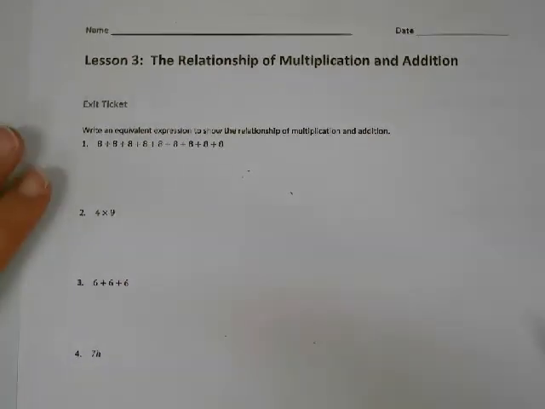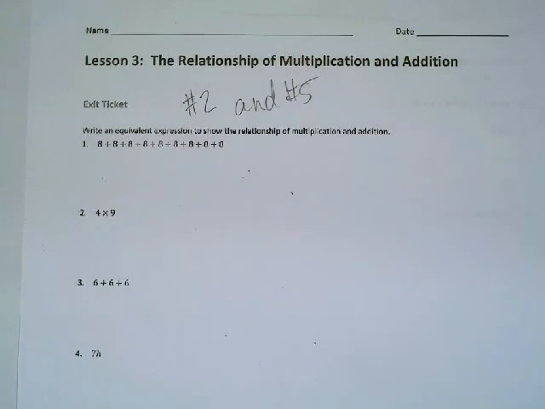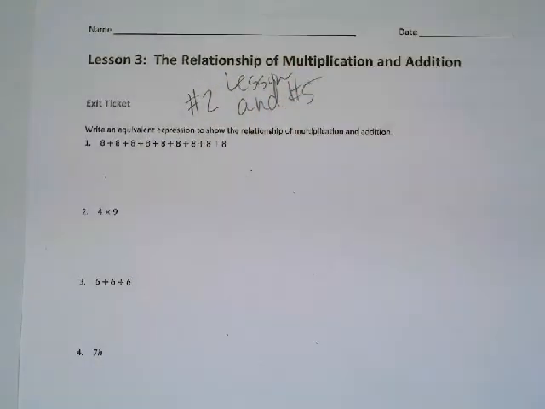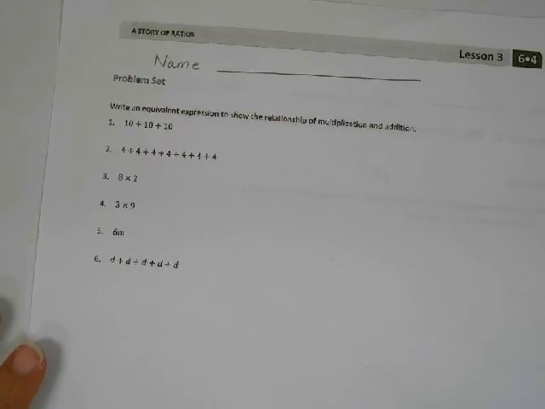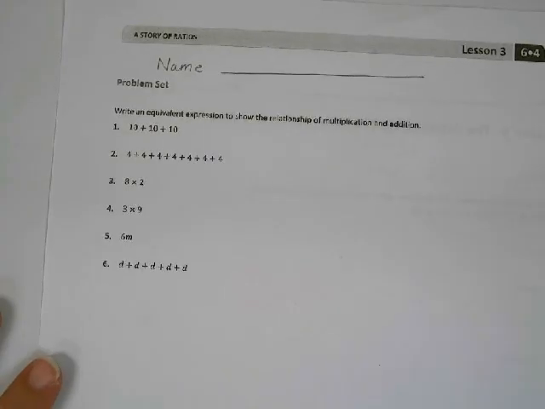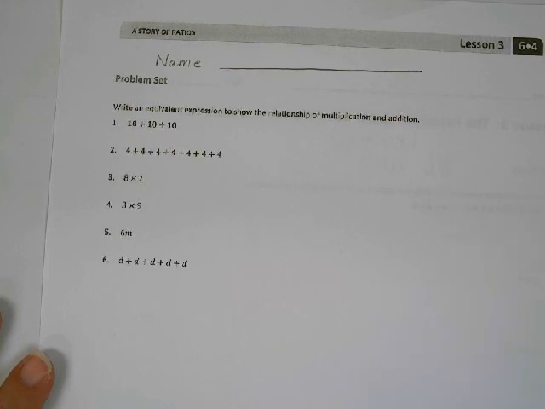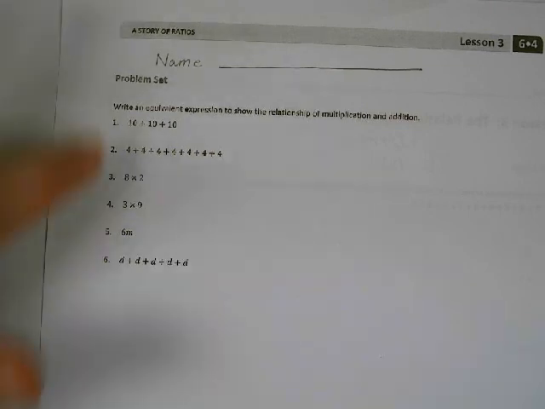So this is the same as number 2 and number 5 in today's lesson. So you can go back in the lesson and look at those and get some helpful hints for those. And then on the back, it's going to be the same thing. You can go back and look at lesson number 2 and number 5 for some help. So all you're going to do is write a different expression for what is given to you.